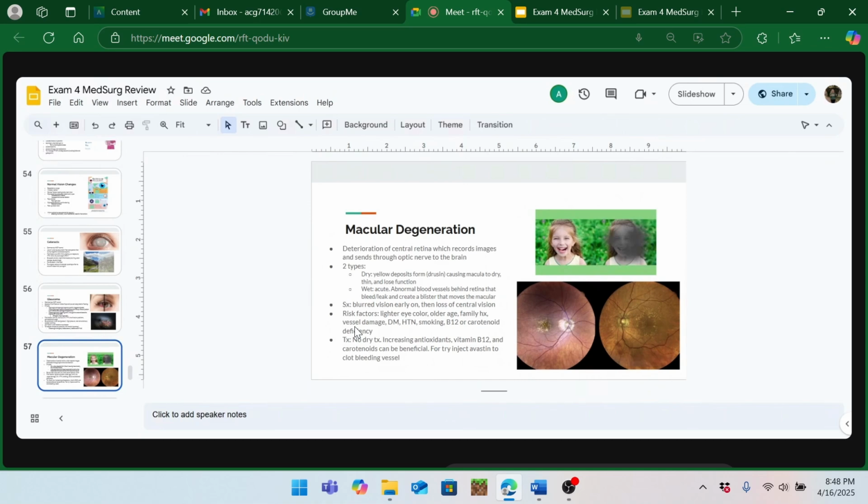Symptoms, you're going to have blurred vision and then a loss of your central vision. Risk factors are lighter eye color like your blues, older age, family history, vessel damage, diabetes and hypertension, smoking because these things damage your vessels, and then a B12 or a keratin deficiency. Treatment-wise, there is no treatment for the dry macular degeneration, unfortunately, but you can increase antioxidants, give vitamin B12 and keratins to try to help.